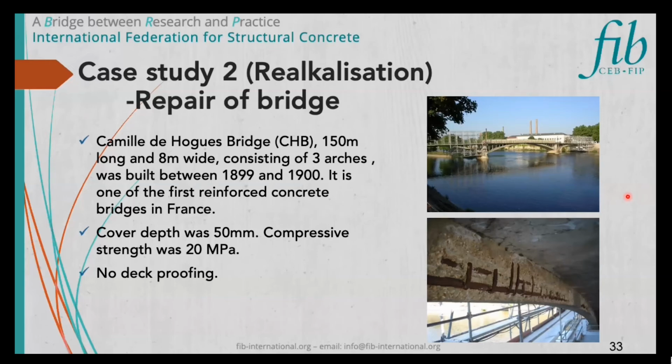The next case study is the realkalization of a bridge. Camille de Hoges Bridge, 150 meter long and 8 meter wide, consisting of 3 beautiful arches, was built at the end of the 19th century. It is one of the oldest reinforced concrete bridges in France. Its cover depth was 50 millimeter, and compressive strength was very low, so it was severely damaged. In addition, no deck proofing was given.